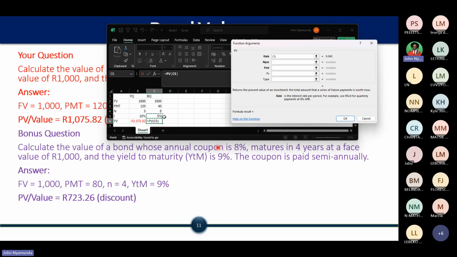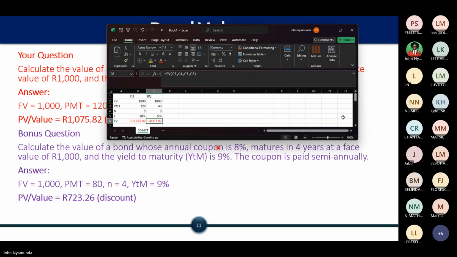Did anyone say anything? Are you happy with the rounding up which happened there? Me too, but what can we do? We are using Excel. FV 1,000, and 9.